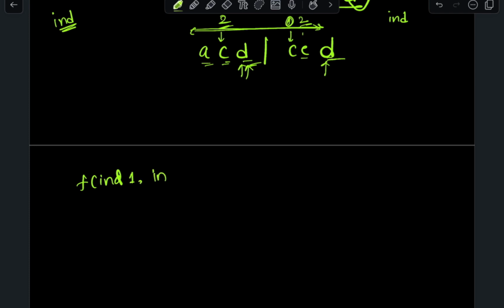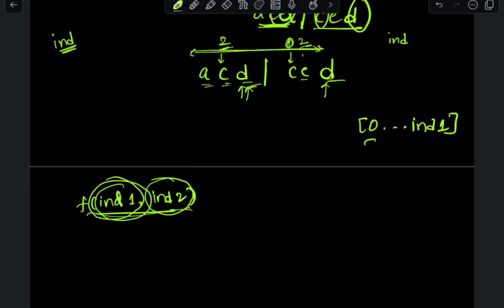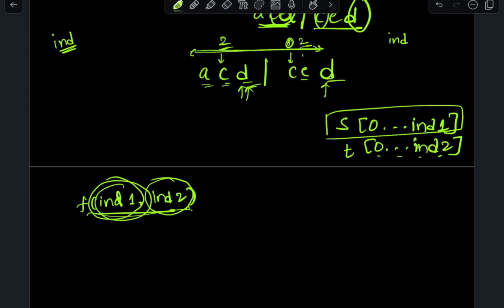So index 1 and index 2. Now what is f of index 1 and index 2 here? This function represents the longest common subsequence from index 0 to index 1 in the first word, and from index 0 to index 2 in the second word.